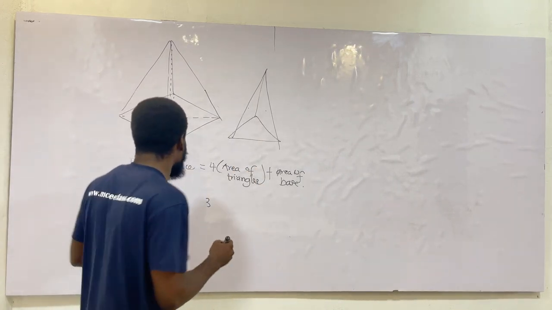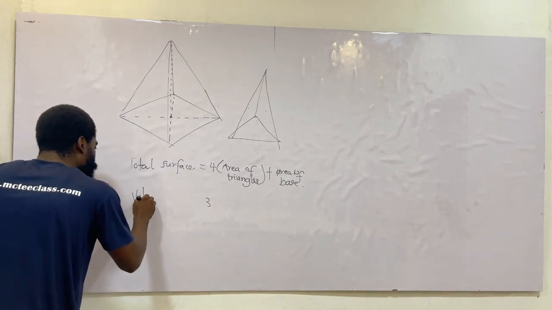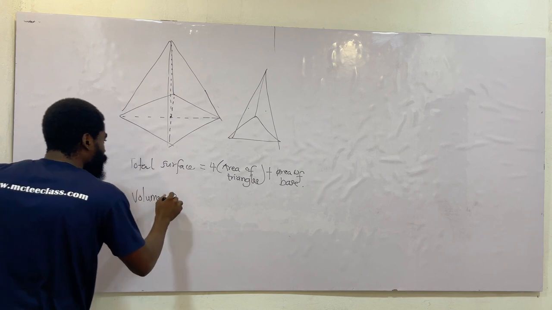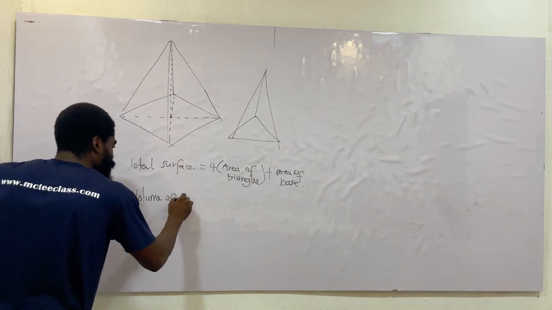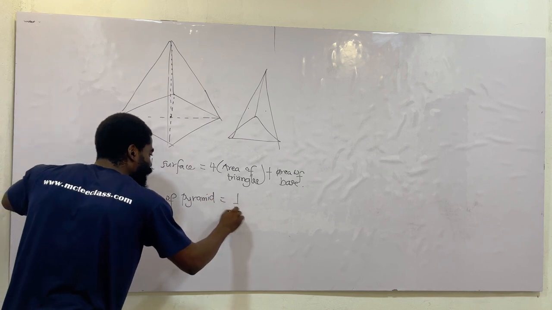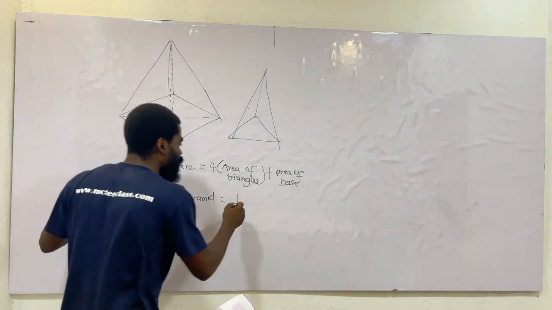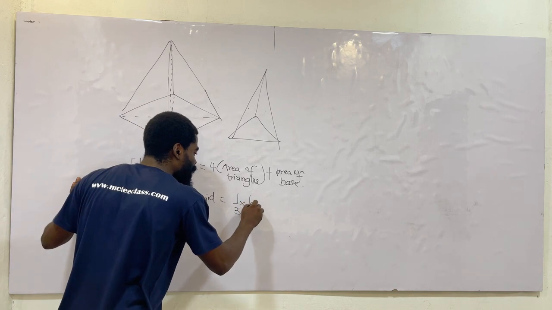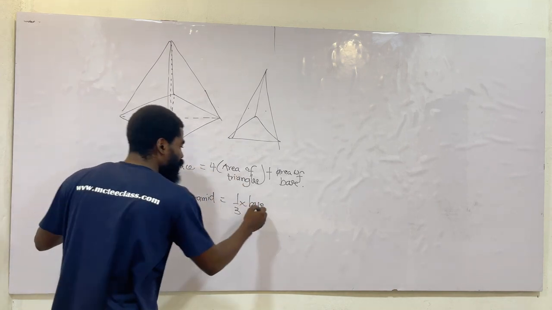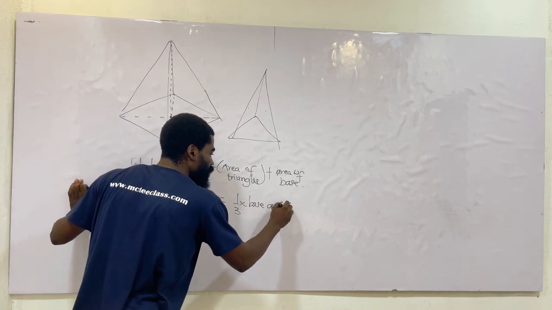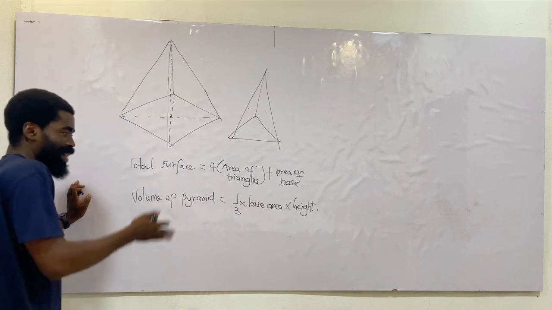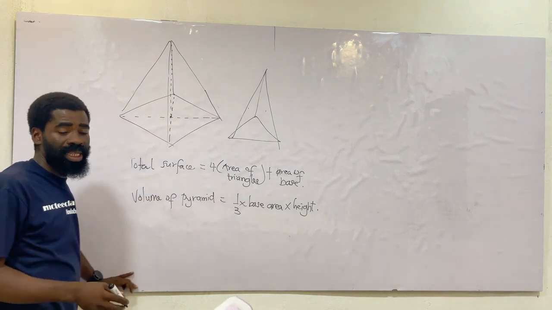Very, very important. Now, if you have to find the volume of the pyramid, that is 1/3 the base area times what? The height. So 1/3 times the base area. Once again, I don't want to write a specific formula because the base area will change. So the base area times the height. Very, very important. I can't write one specific formula because it will change. I hope you understand what I'm saying here.